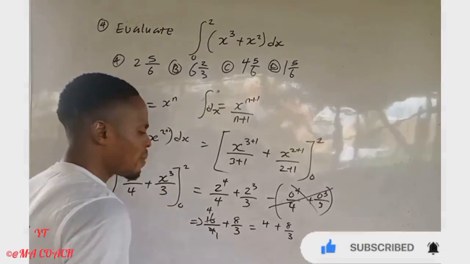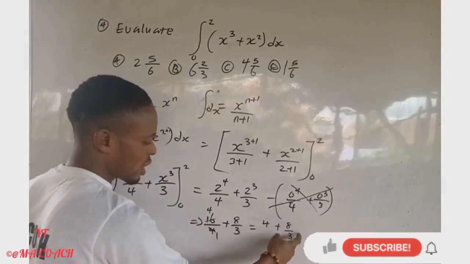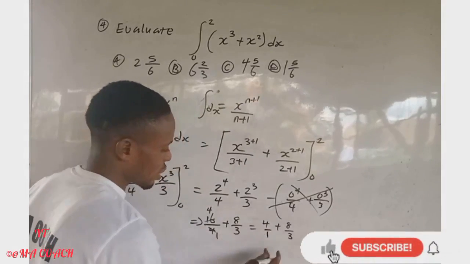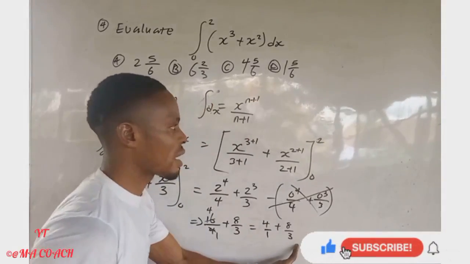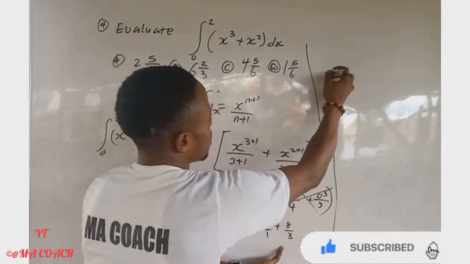Okay. So in this place now, let's find the LCM of this one and this, because this one is a fraction. Make this one also a fraction. Let's find the LCM of 1 and 3. So when you find the LCM of 1 and 3, we have 3.